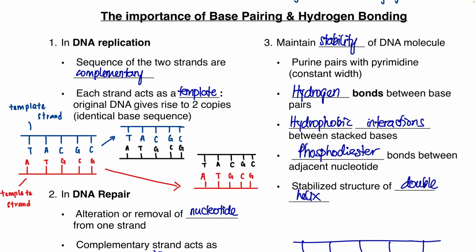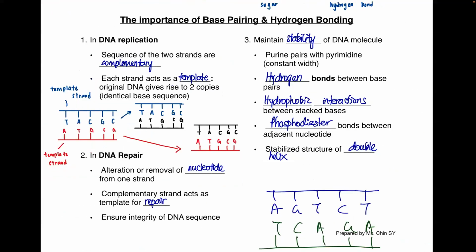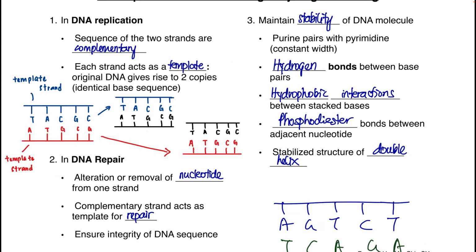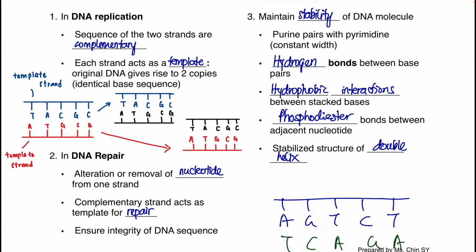Base pairing is something that is central to the function of your DNA, or how it is being maintained and passed down to the next generation.